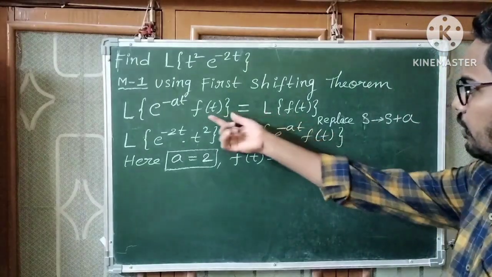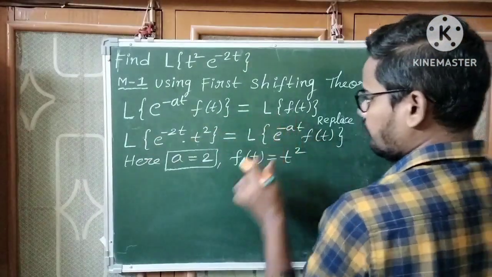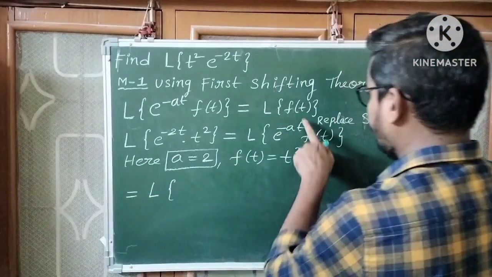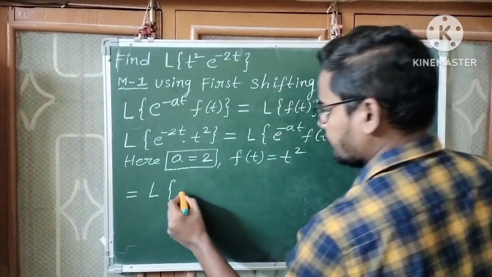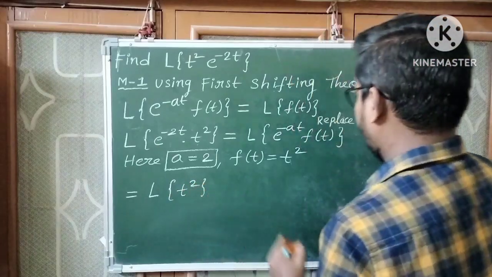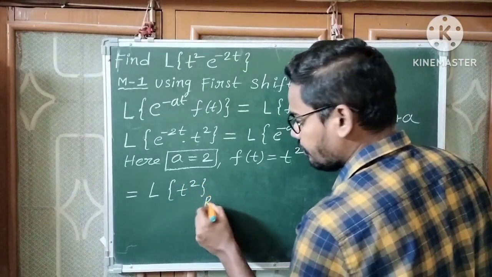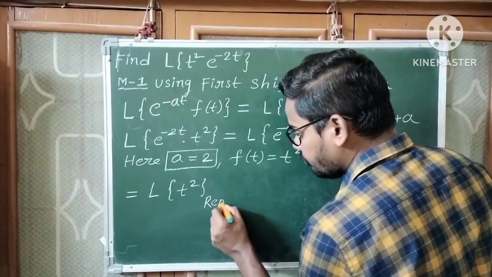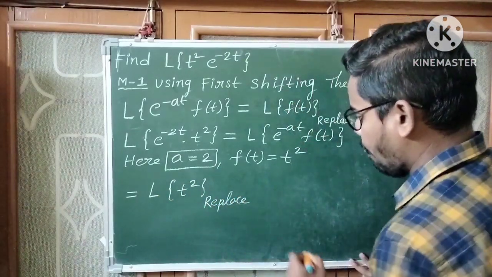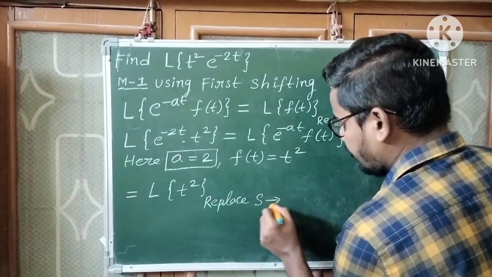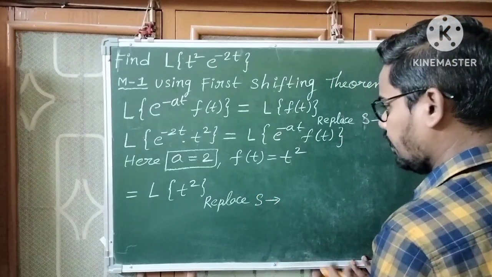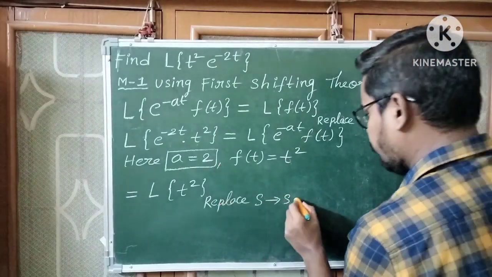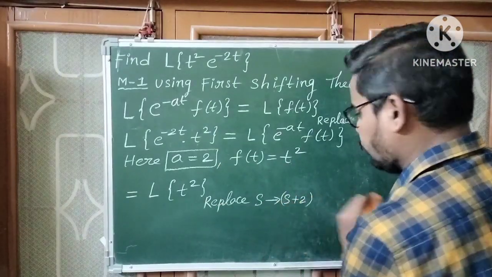Simple. So according to this theorem, this function is equal to Laplace transform of f of t. F of t is equal to what? T square. After finding the Laplace transform of t square, then replace s by s plus a. What is a? 2. So replace s by s plus 2.